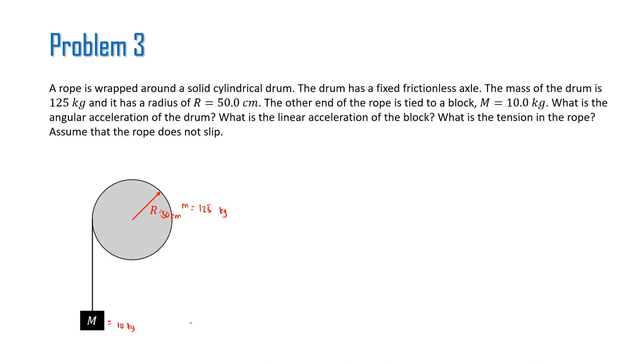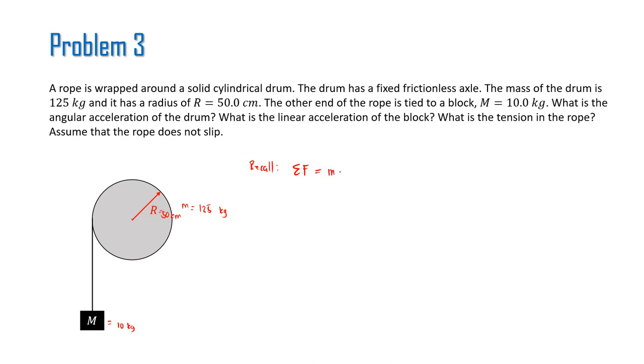So what is the angular acceleration of the drum and what is the linear acceleration of the block? And we are also asked to find the tension in the rope, assuming that the rope does not slip. Okay, so for this problem, we will need to use both the linear and the rotational versions of Newton's second law of motion. So we have to recall the linear version of Newton's second law of motion.